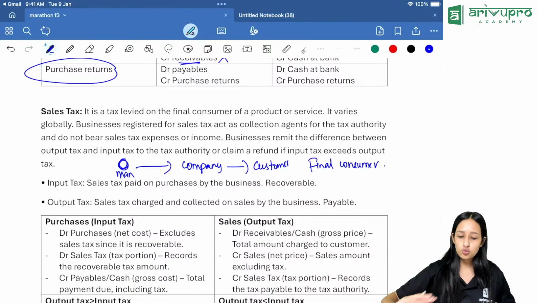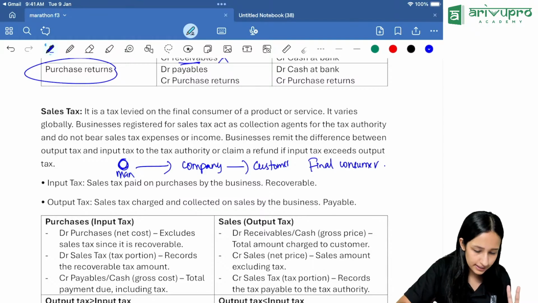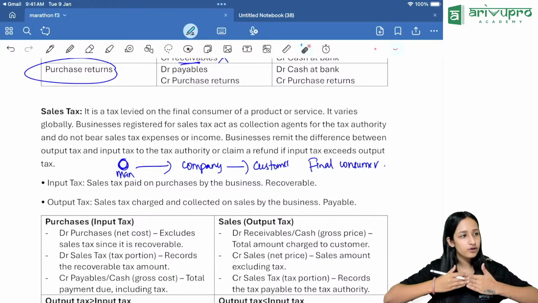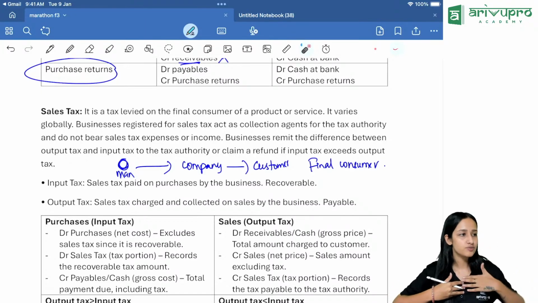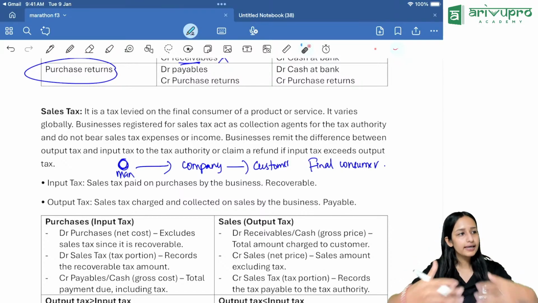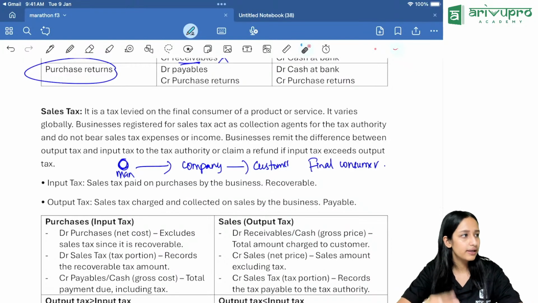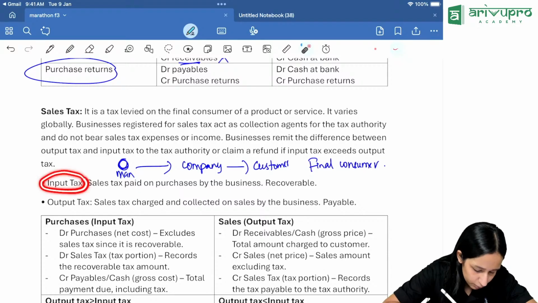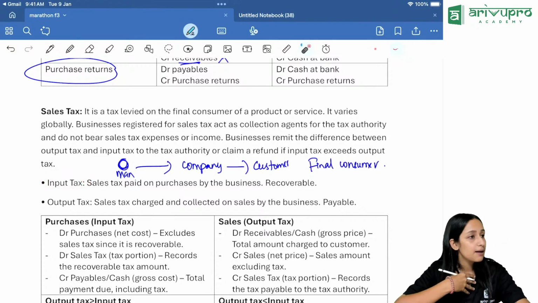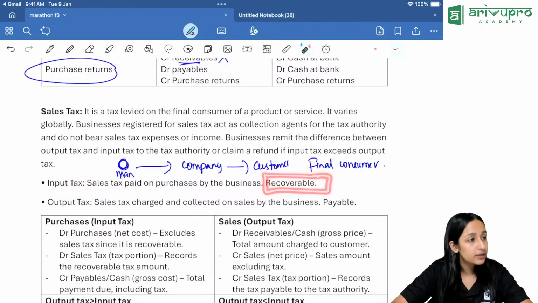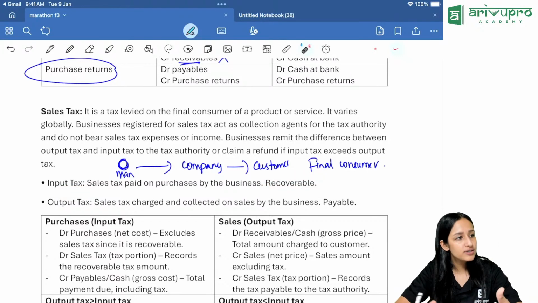Got it? So understand this: there are two types of sales tax. One is input tax, one is output tax. To remember, think of purchases, goods coming in: input tax. Goods going out, selling: output tax. That's how you remember input tax and output tax. Whenever it is input tax, that means whenever you're purchasing goods, as a company, you can recover that amount from whoever you're selling to.